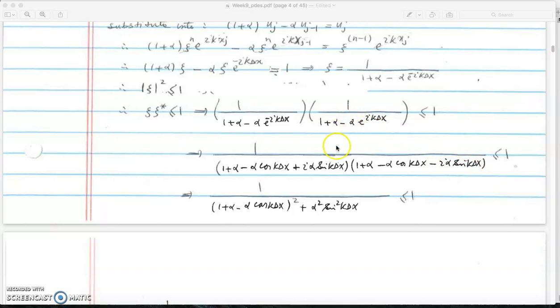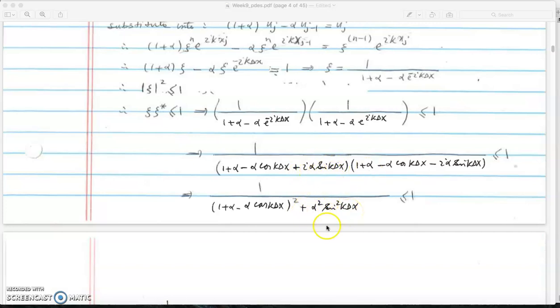So we're going to multiply these two parentheses downstairs, and if you do that, then I have 1 plus alpha minus alpha cos k del x in common between the two parentheses. So I get this term squared. And then I have a plus here and a minus here. So if you do this, you get a negative of this whole thing squared, where i squared is going to be negative 1. With the negative 1 you get plus, and then alpha squared sine squared k del x.